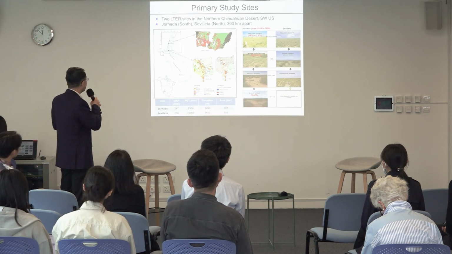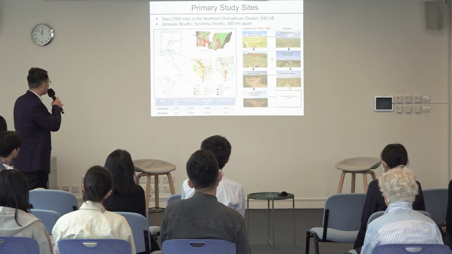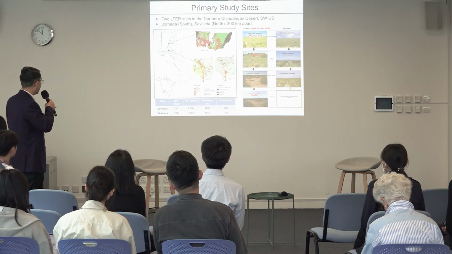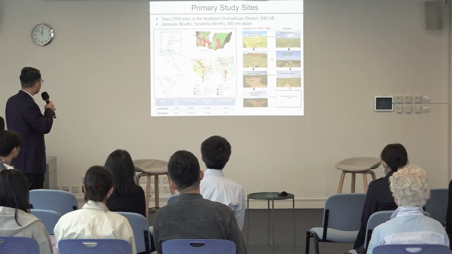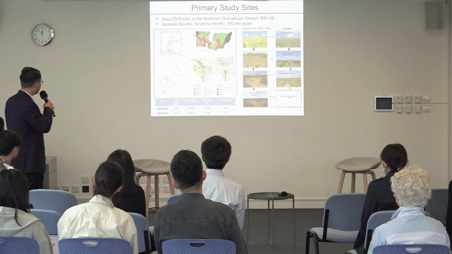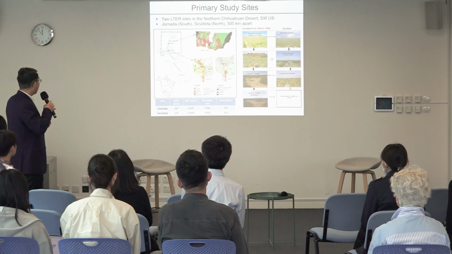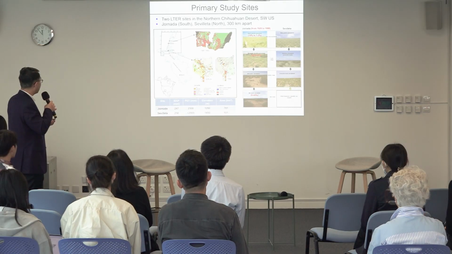And quickly, the study sites that I have focused on in the past 20 years both were located in New Mexico, the state of New Mexico. This is where it is located in southwestern U.S. The two primary study sites, one is in the south, we call Jornada. Another one is in the north, we call Sevilleta. And these two sites are 300 kilometers apart.